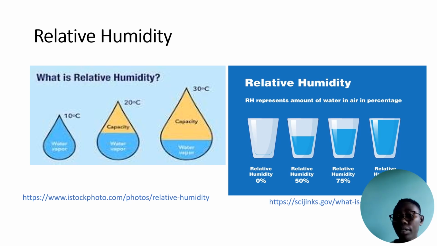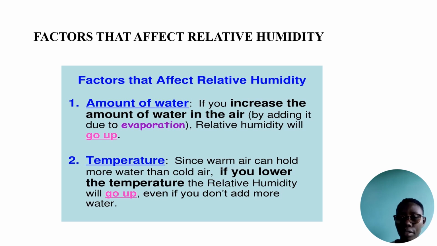Here is the picture that shows relative humidity with temperature. As we see, when the temperature increases, relative humidity decreases. The factors affecting relative humidity: the first one is the amount of water. If you increase the amount of water in the air by adding it through evaporation, relative humidity will go up. The second factor is temperature. Since warm air can hold more water than cold air, if you lower the temperature, the relative humidity will go up, even if you don't add more water.